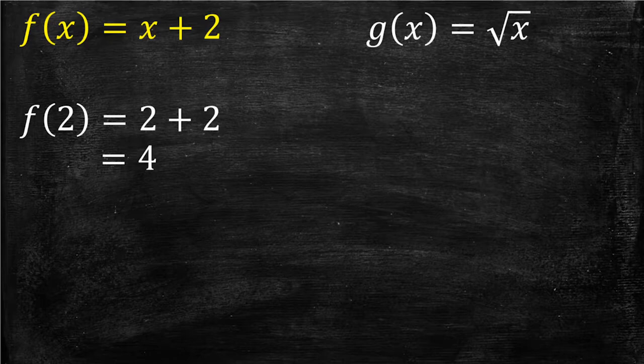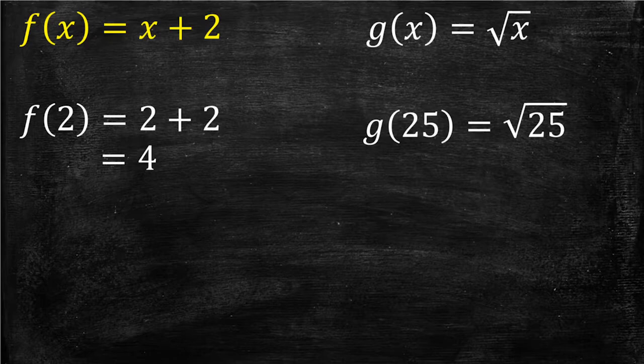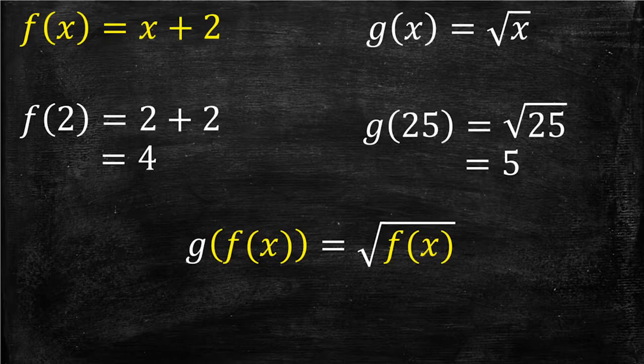Likewise, we can do the same with g of x. If I wanted to substitute the value of 25 into g of x, wherever I see an x, I would simply just put a 25. So the square root of 25 is 5. Composite functions are just where we substitute one function into another function in the exact same way. So for example, if I wanted to substitute the function f of x into g of x, wherever I see an x in g of x, I simply put f of x. And in this case, f of x equals x plus 2.